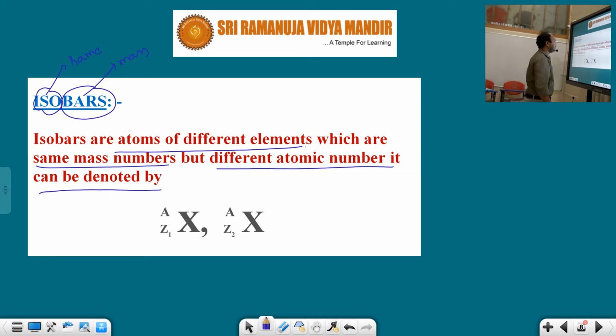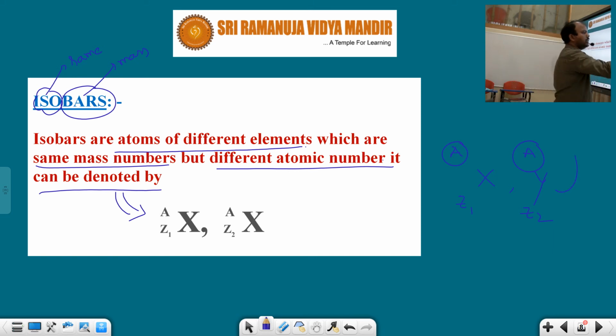It can be denoted like this. Simply said, if you take two different elements X and Y, both having different atomic numbers but the same mass number. This mass number is also A, this mass number is also A, but the atomic numbers are different. This is Z1, this is Z2. So different atomic numbers but the same mass number, then these elements are called isobars.